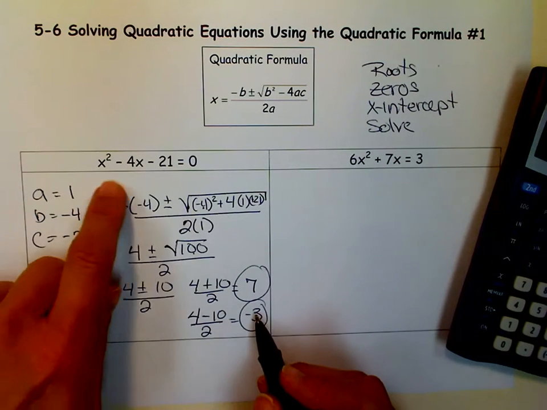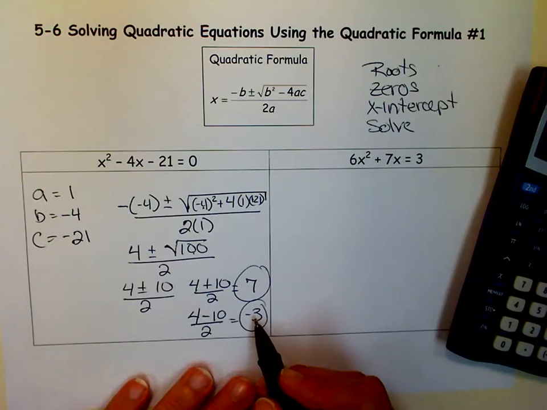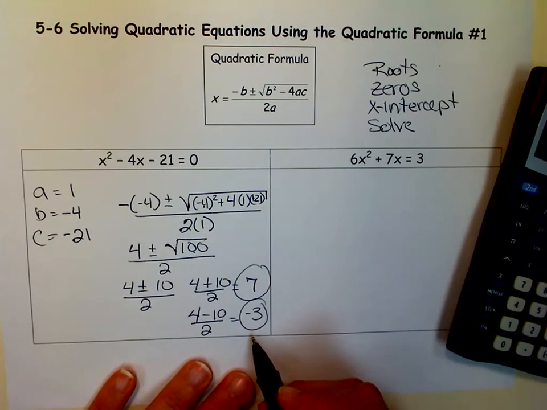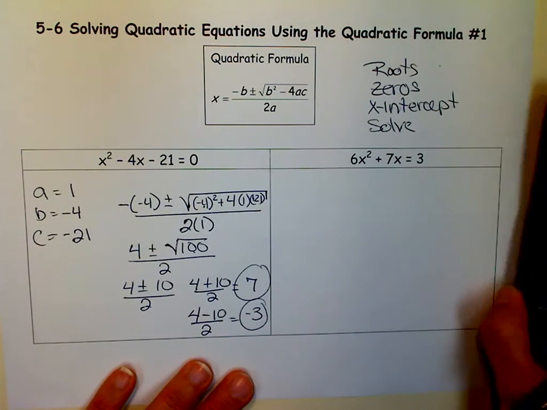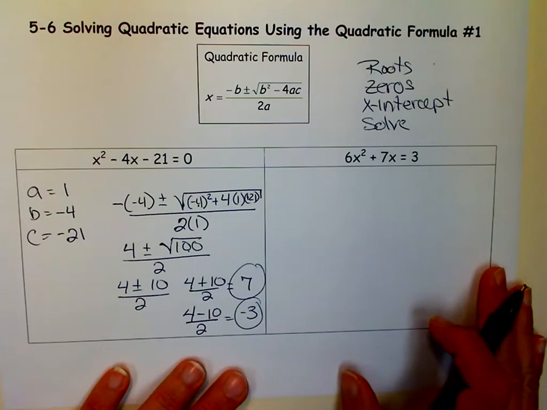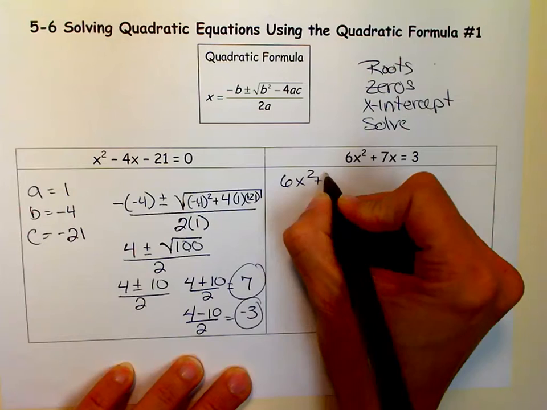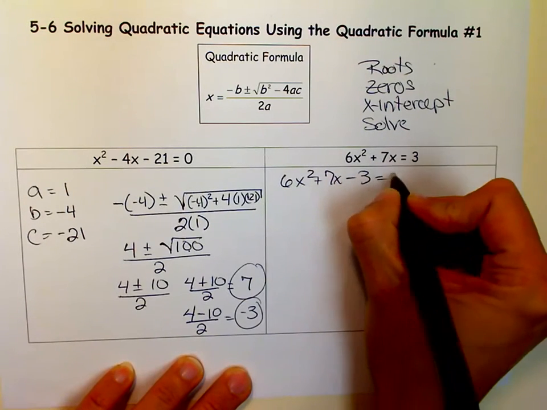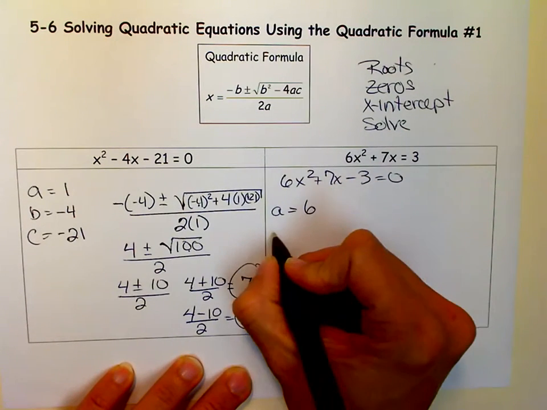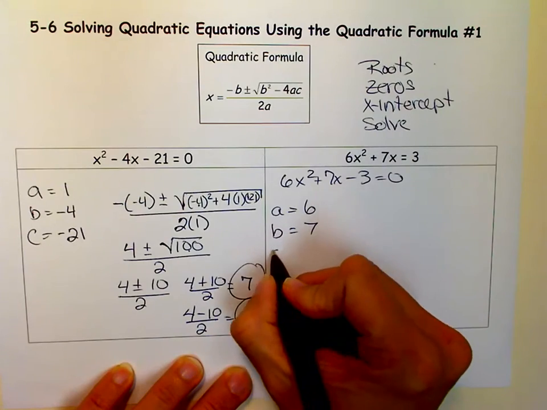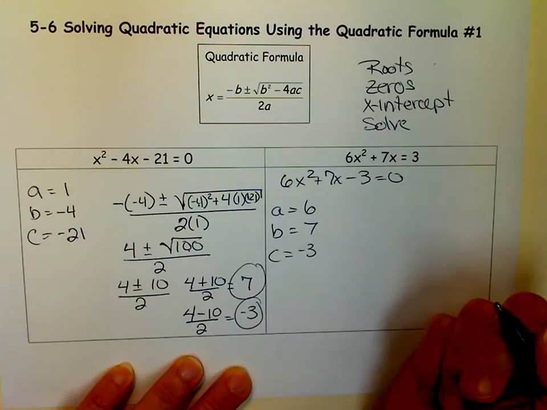And you could always throw them back in for x and test them to make sure, if you wanted to make sure you were correct. You can always do that with equations when you're solving them. Okay, this next one we have to move the 3 over, so we're going to have 6x squared plus 7x minus 3 equals 0. So A is 6, B is 7, and C is negative 3.